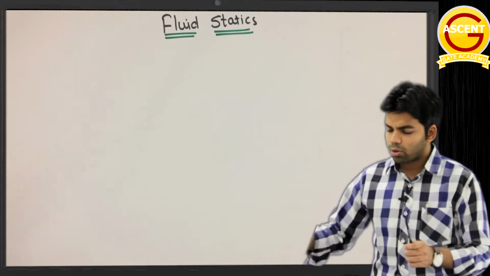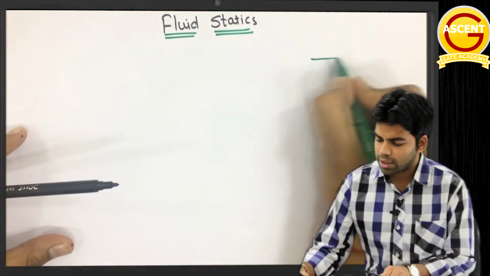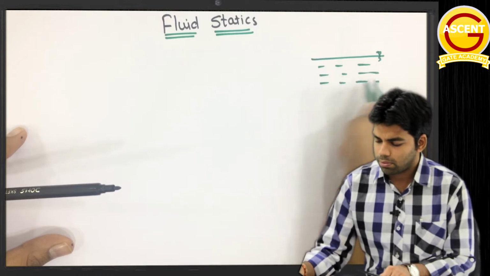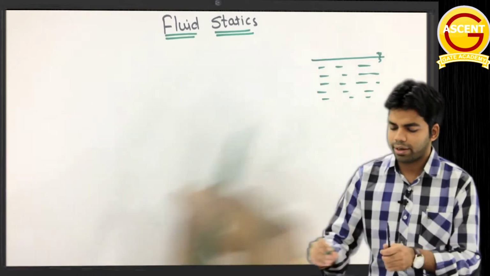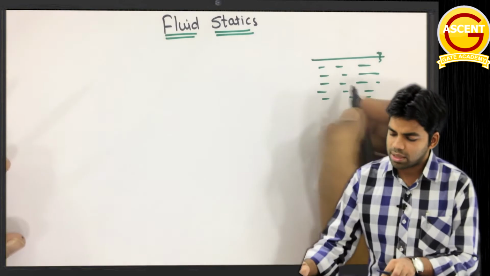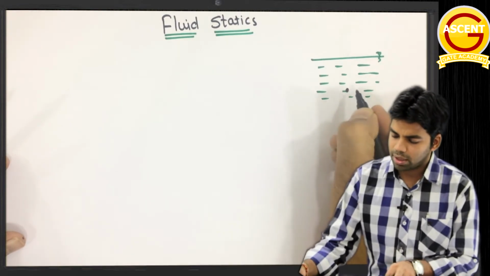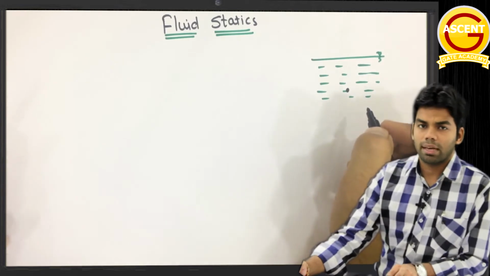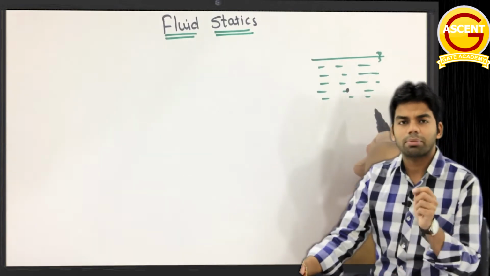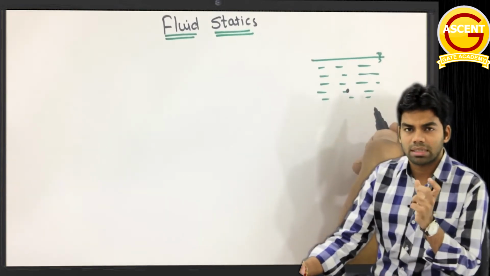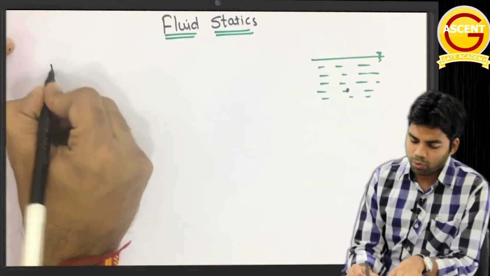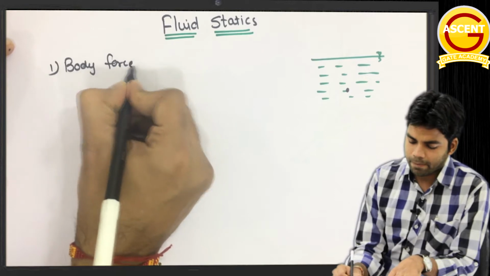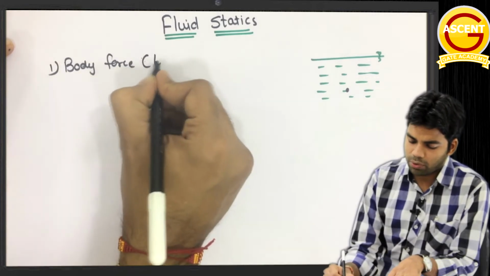Okay, so when we are talking of the fluid which is at rest, suppose we have a fluid at rest, and if I consider a small element, a small particle of this fluid, what are the forces acting on this particular element of the fluid? So basically there are two types of forces acting on this static fluid. The very first type of force is the body force. This body force is nothing but external force.